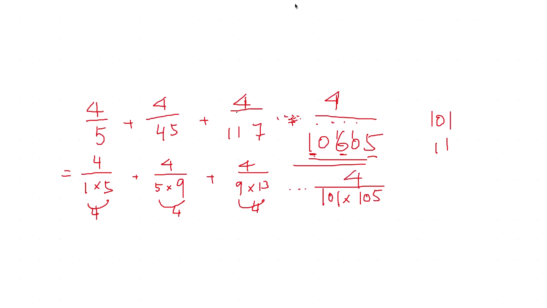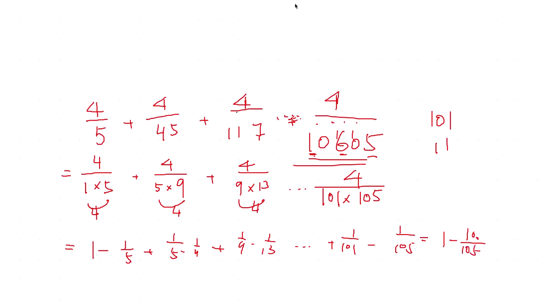Correct? So equals what? Equals 1 minus 1 over 5 plus 1 over 5 minus 1 over 9 plus 1 over 9 minus 1 over 13. Why is the last one so important? Because I don't care about the middle ones. It's minus 1 over 101, sorry, plus 1 over 101 and minus 1 over 105. So the answer is what? Is 1 minus 1 over 105. So equals what? Equals 104 over 105.